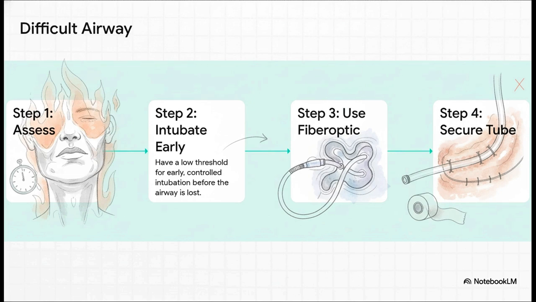A fiber optic bronchoscope is an invaluable tool in these situations, and once the tube is in, well, that's another challenge. Standard tape just won't stick to burned or edematous skin, so you have to be prepared to use unconventional methods, like suturing the tube in place or using circummandibular wires to make sure it stays put.